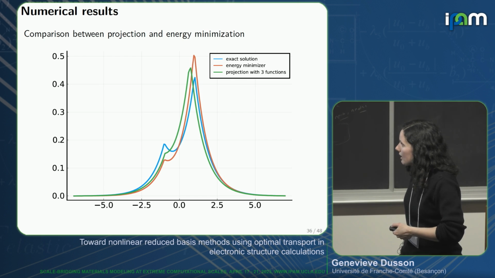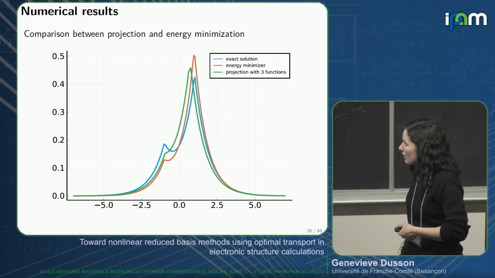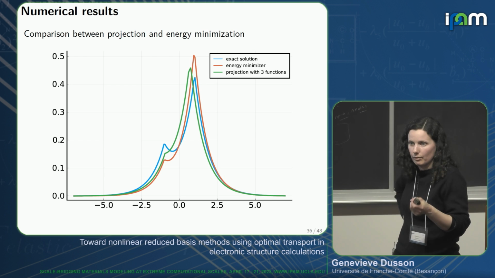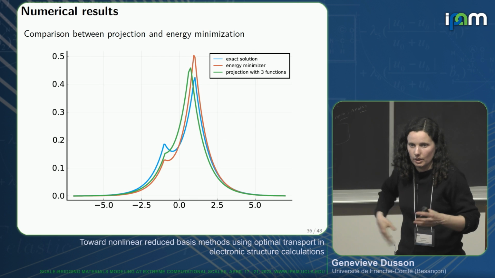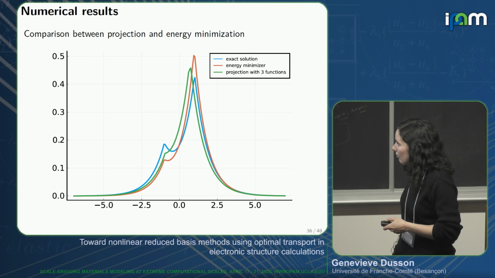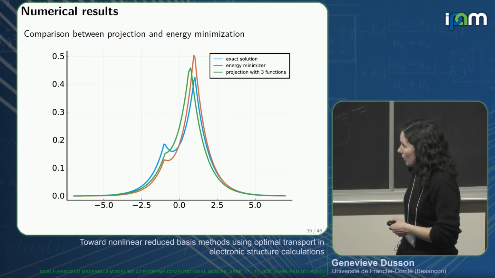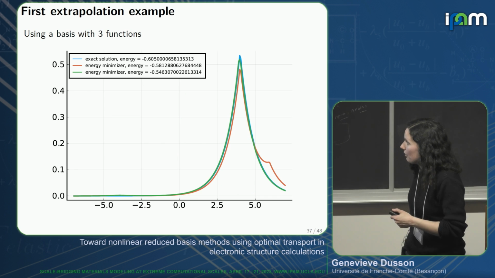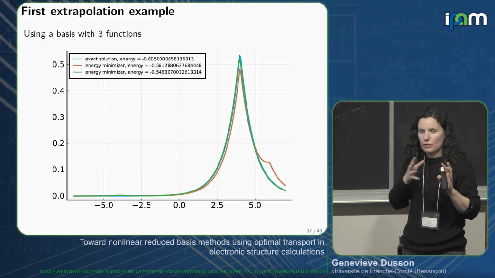So this is the example with 3 functions. Then I ran the same test with 5 functions. We don't see the difference anymore. So when we increase the size of the basis, it seems that the differences get smaller. And just to finish, I'd like to show a little extrapolation example.